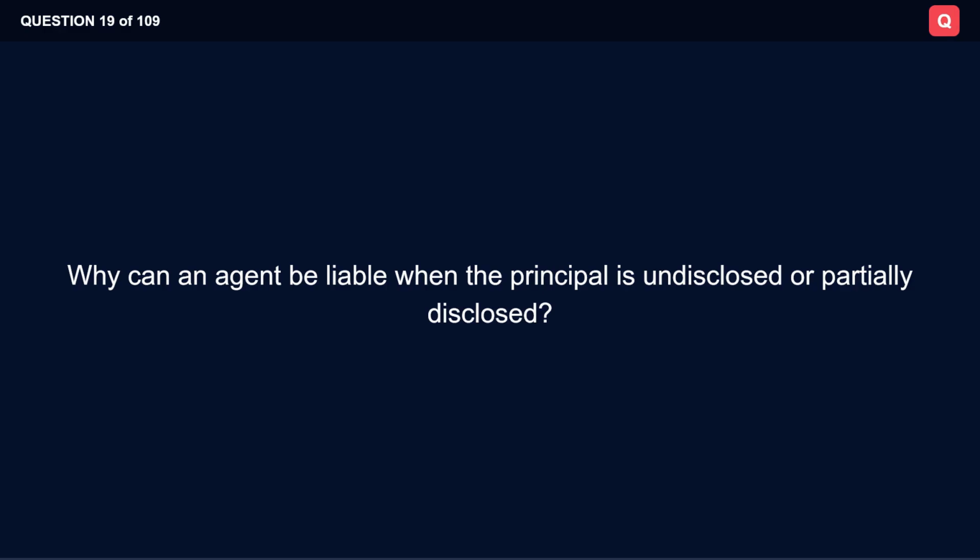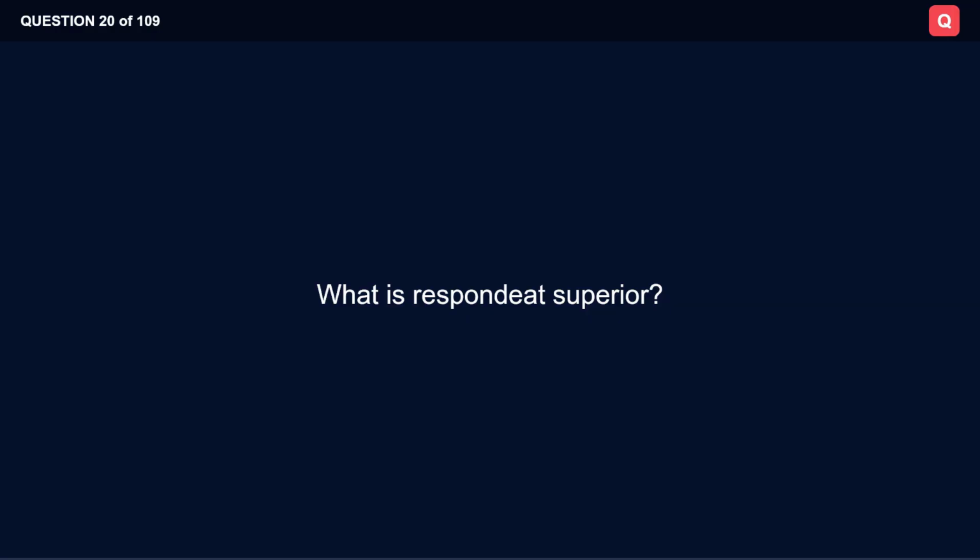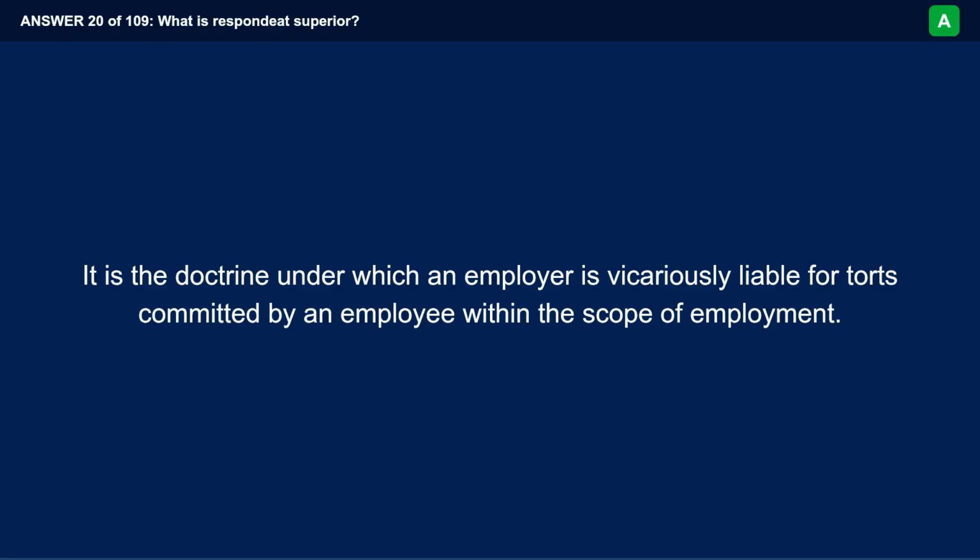Why can an agent be liable when the principal is undisclosed or partially disclosed? Because the third party did not know who stood behind the contract, the law often allows liability against the agent as well. What is respondeat superior? It is the doctrine under which an employer is vicariously liable for torts committed by an employee within the scope of employment.